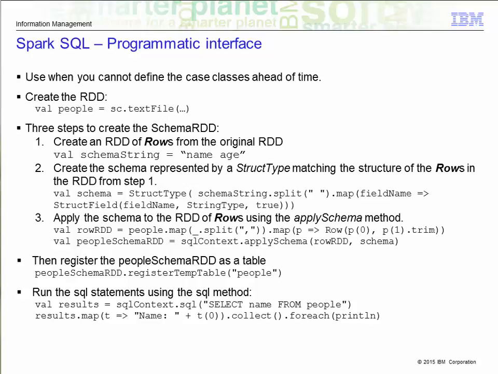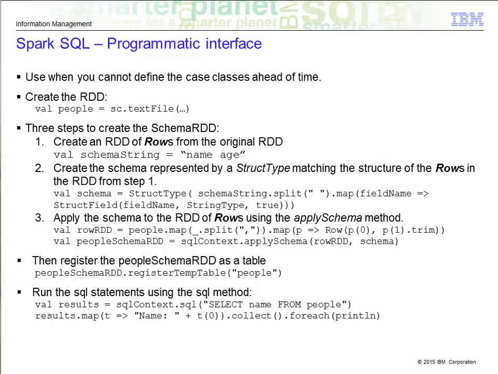The second step is to create the schema using the RDD from step 1. The schema is represented by a struct type that takes the schema string from the first step and splits it up into struct fields. In the example, the schema is created using the struct type by splitting the name and age schema string and mapping it to the struct fields name and age. The third step converts records of the RDD of people to row objects. Then you apply the schema to the row RDD.